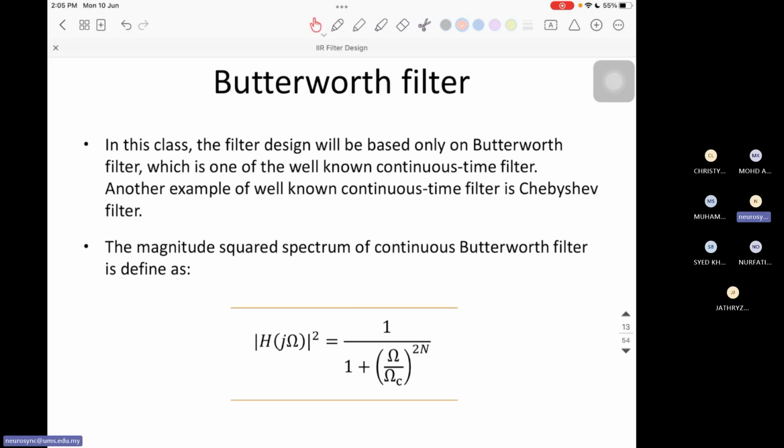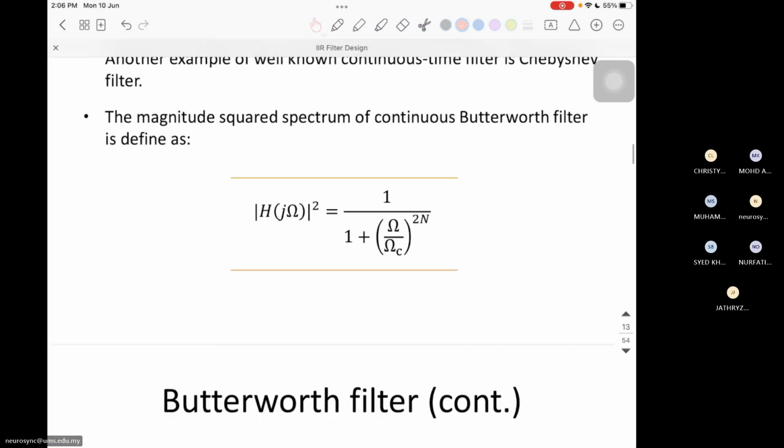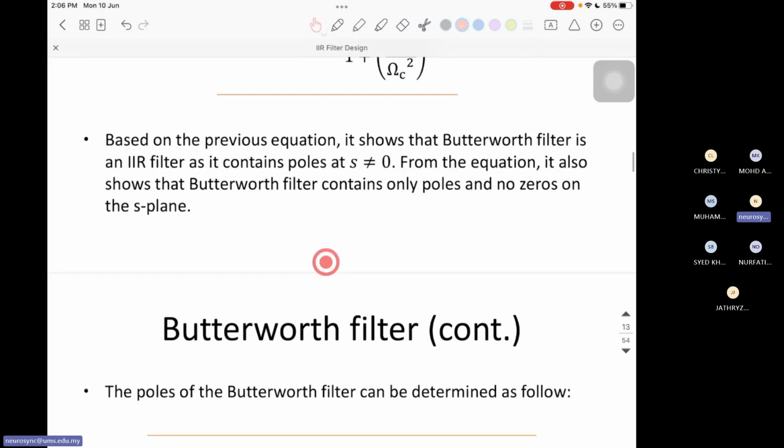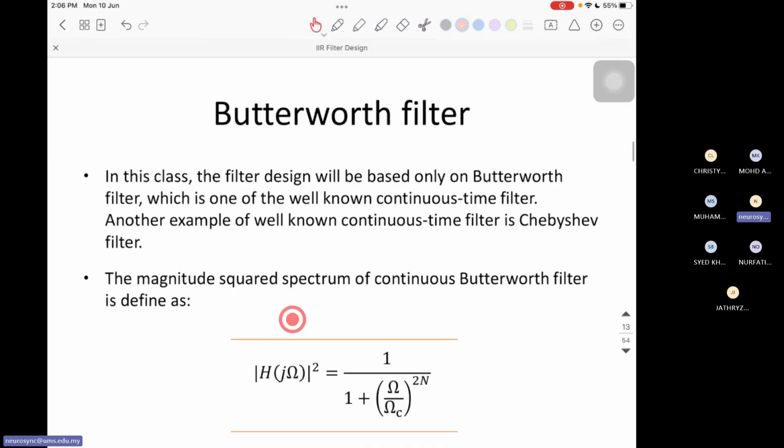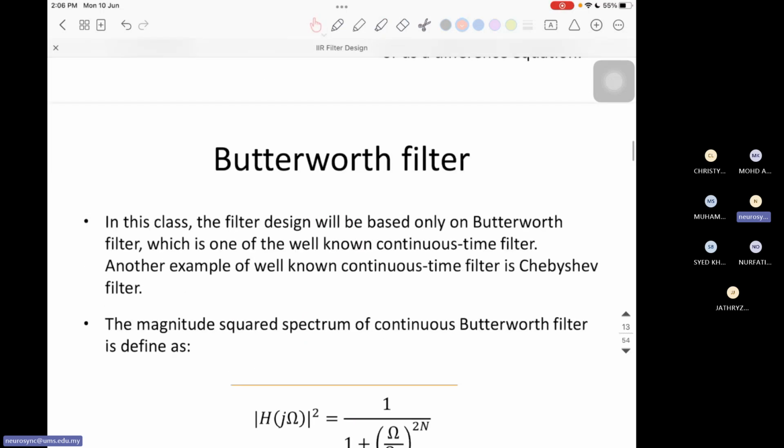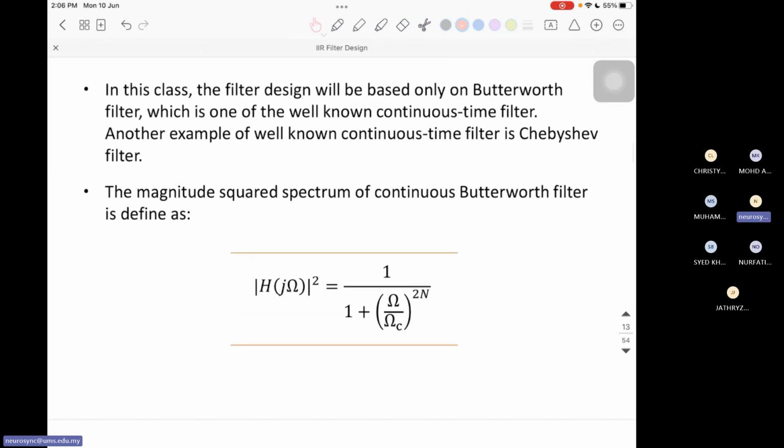Now the filter design, basically, is based only on the Butterworth filter. There are many other filters, but we will start with this. We will do the design process with this Butterworth filter, which is a well-known continuous time filter.